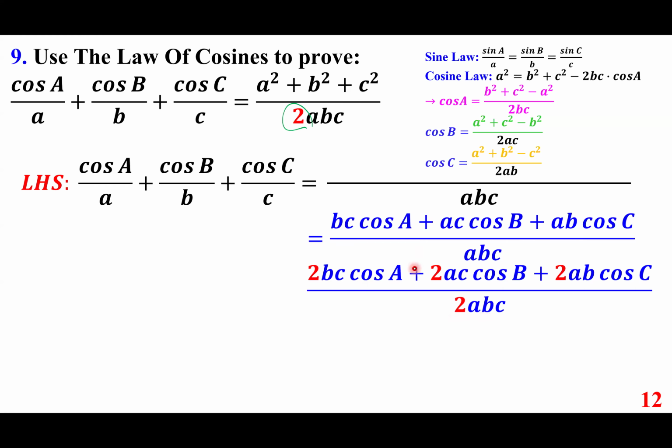Now, how do I get this? I'll go back here. Cosine A is b squared plus c squared minus a squared over 2bc, and I can multiply this by the denominator, 2bc. Let's multiply by the denominator in essence. So when I multiply by 2bc, this becomes 2bc cosine A, and this becomes b squared plus c squared minus a squared.